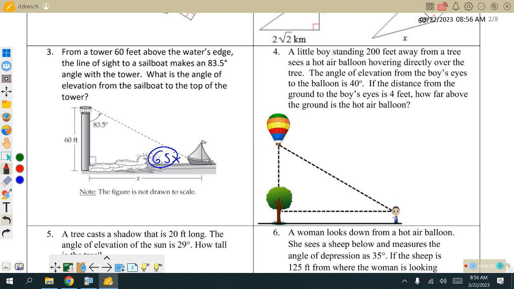6.5 degrees. That is my angle of elevation there. Okay. So that one really had nothing to do with trig. It's more vocabulary of knowing what do I mean by the angle of elevation. Now the 83.5, that's not an angle of depression. Don't get that confused with what we talked about yesterday.